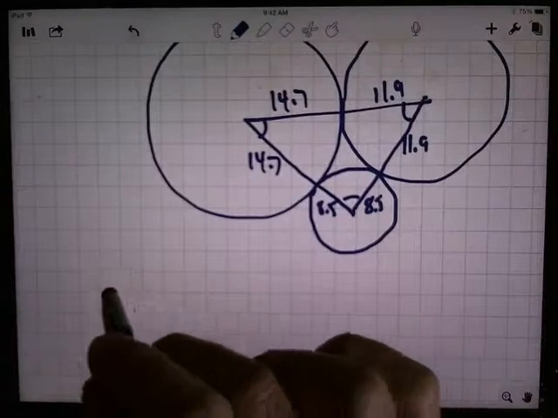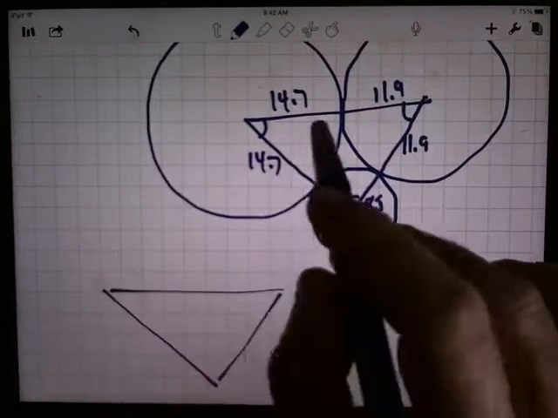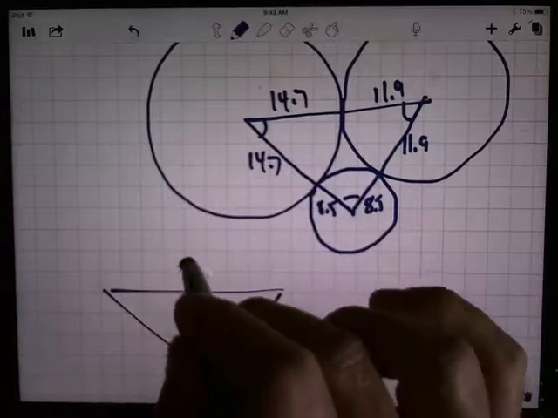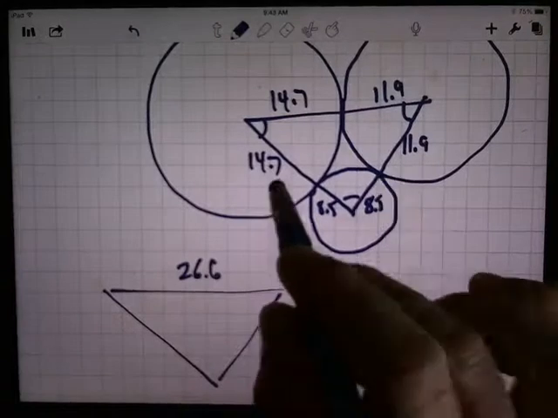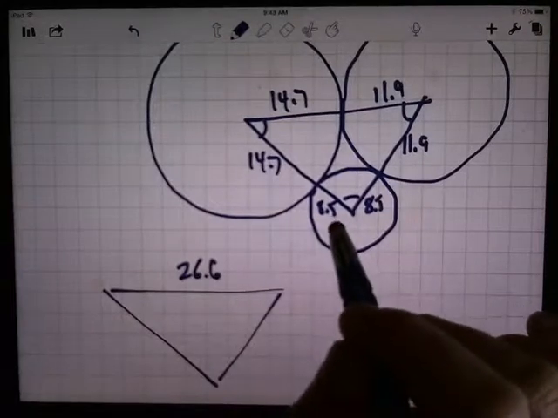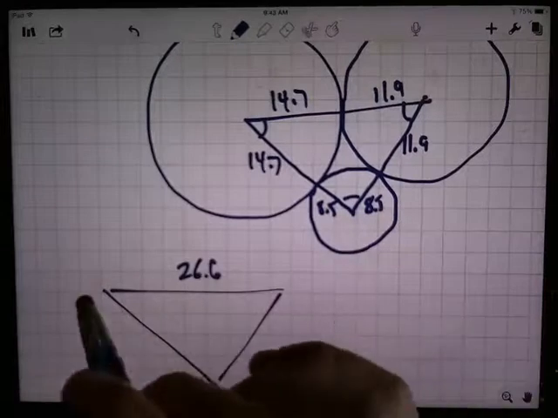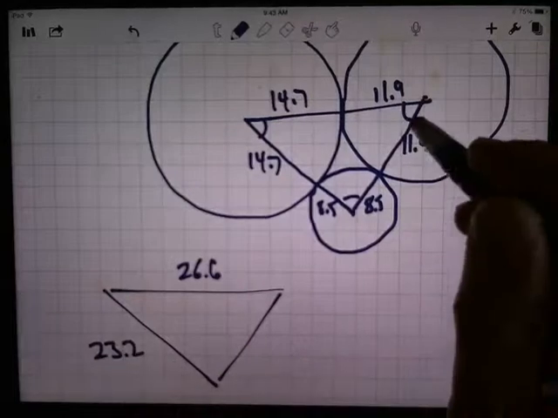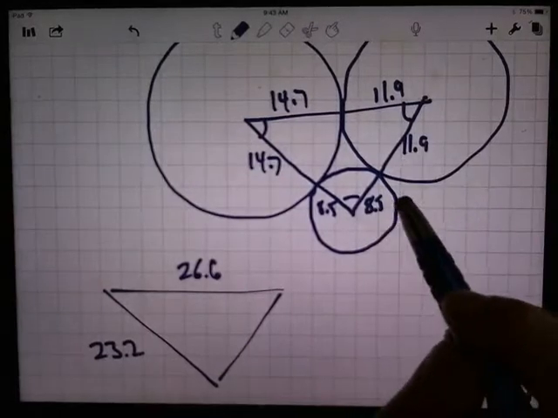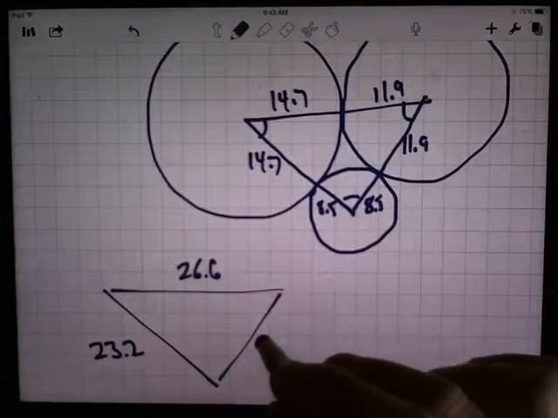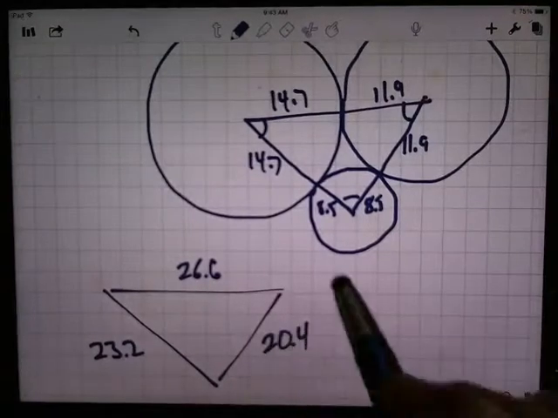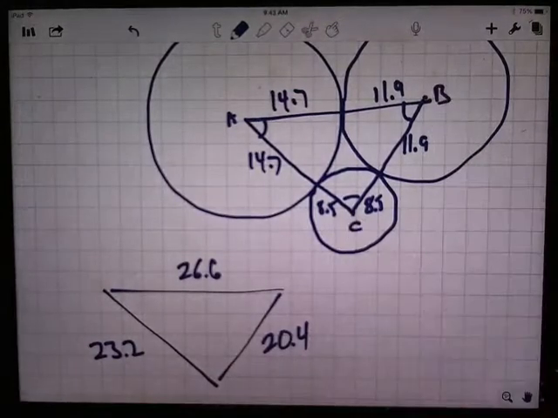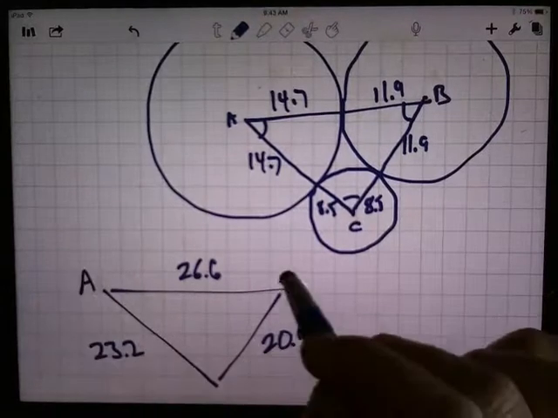So I've got this big triangle now here that's got side length 14.7 plus 11.9, so that must be 26.6. This is 14.7 plus 8.5, so that's 23.2, and this other side over here is 20.4, right? So I'm going to call this one A, and this one B, and this one C. Looking at this thing, this is A, this is B, this is C.